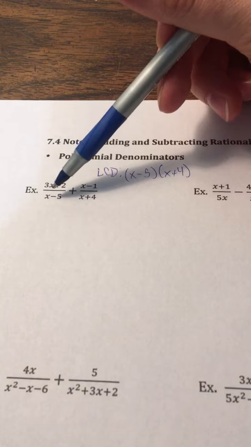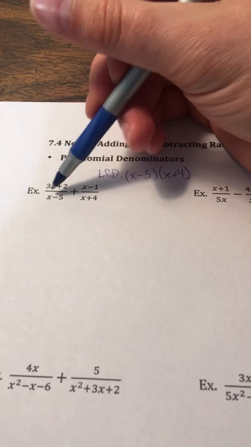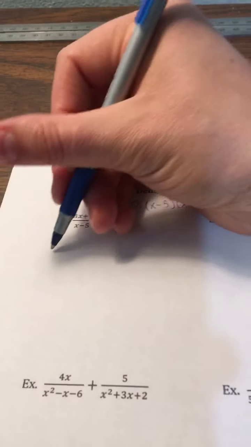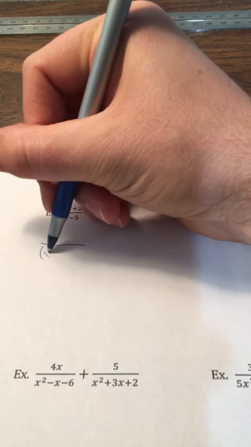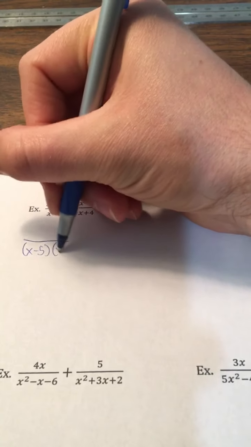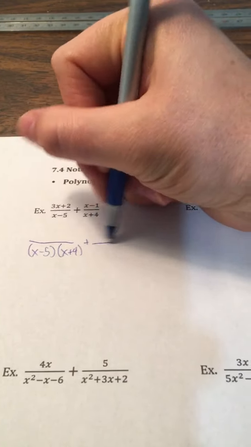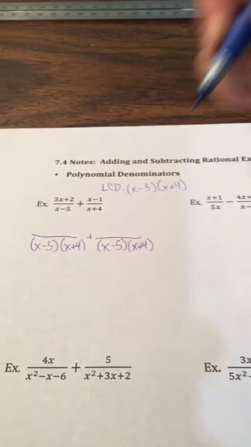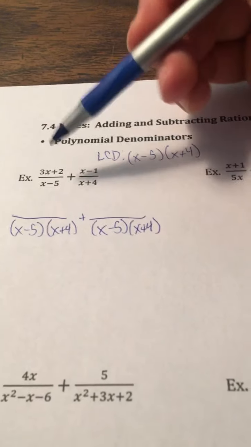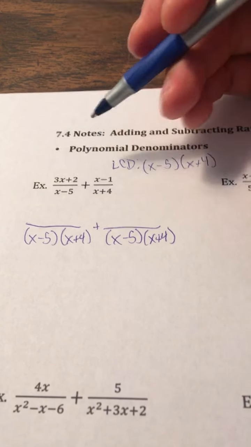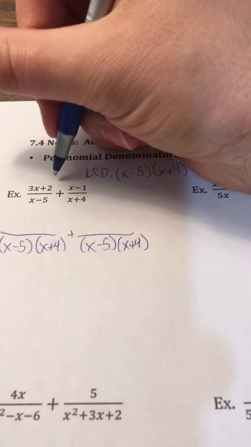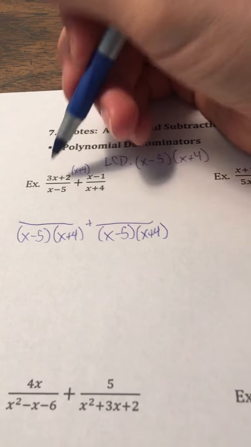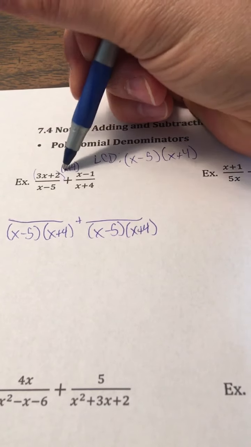I need to have a common denominator where I can multiply this one times something to get to this. So I need to change both of these fractions into something over x minus 5, x plus 4 for both of them. So you're just multiplying by whatever's missing. This first fraction has an x minus 5. It does not have the x plus 4. So I would need to multiply that first fraction by x plus 4. So I'd have to multiply each of these terms by each of these terms.